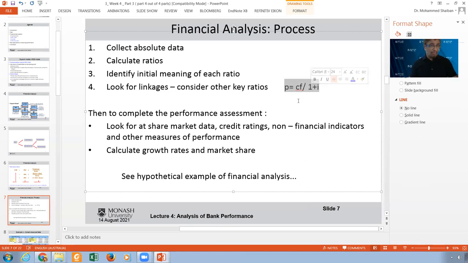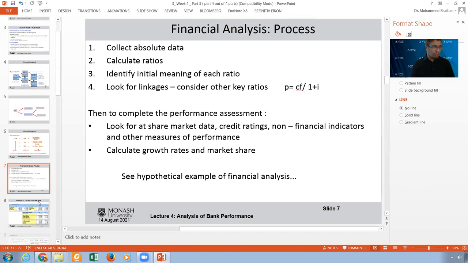If the market price is going down and the ROE is going up, something is wrong. Maybe these numbers are cooked, or maybe I'm using very extreme accounting policies that are affecting the bottom line, which is the net income, completely. And then we have to calculate the growth rates and market share to see whether we are really increasing and ROE is increased. Look at this hypothetical example.